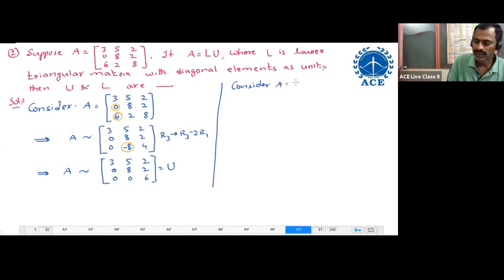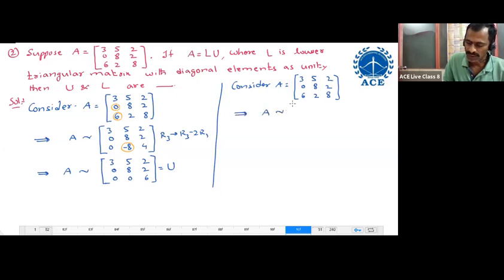Consider A equal to [3, 5, 2; 0, 8, 2; 6, 2, 8], which implies A is equivalent to... To get the lower triangular matrix, along the first row we have to make these two elements zeros. For making the row elements zeros, apply the column operations. For making the column elements zeros, apply the row operations. So for getting the lower triangular matrix, we need to apply the column operations.